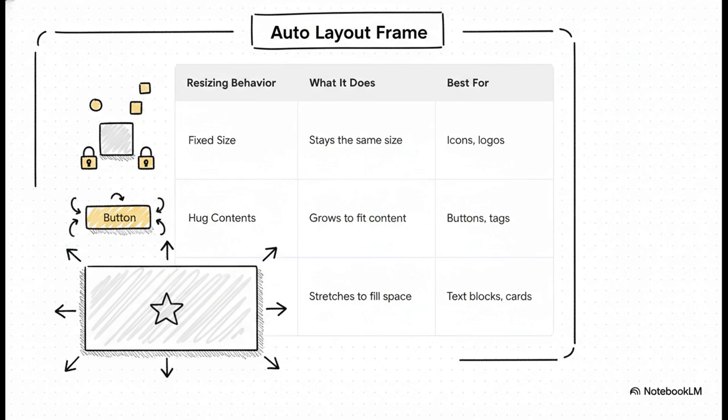Inside an auto layout frame, every single item has a resizing rule. Fixed is easy. It never changes size. Perfect for an icon. Hug contents is the logic behind every perfect button. It means the frame grows or shrinks to wrap snugly around whatever's inside. You change the text, the button resizes with it automatically. It's awesome. And fill container, well, that's for elements that need to be greedy. It tells them to stretch and take up all the available space.